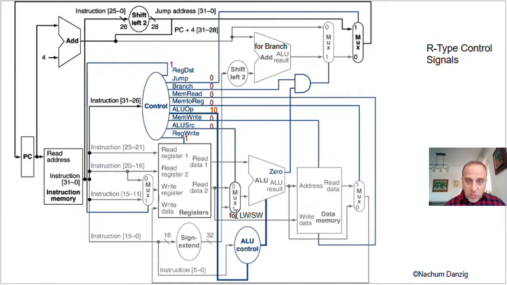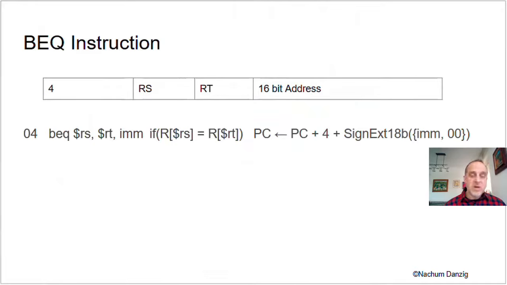Remember, over here was a 0, so that the RS came through. We added them, we put them through here, and we wrote it. So that is the R type. Now we have the branch, which is perhaps the most confusing, but actually one of the quickest. So let's see how the branch works.